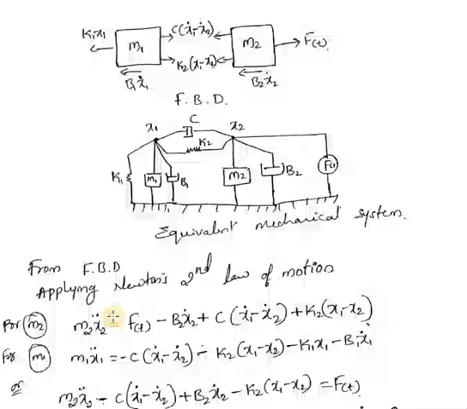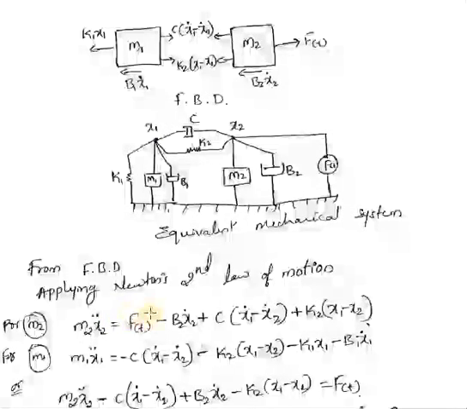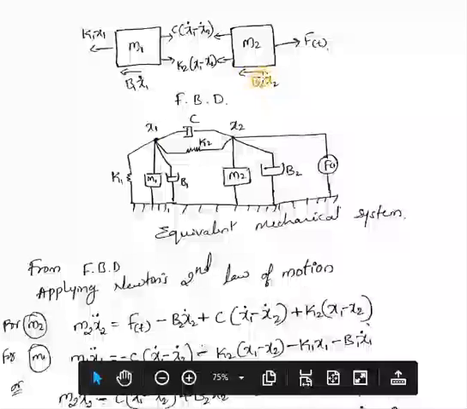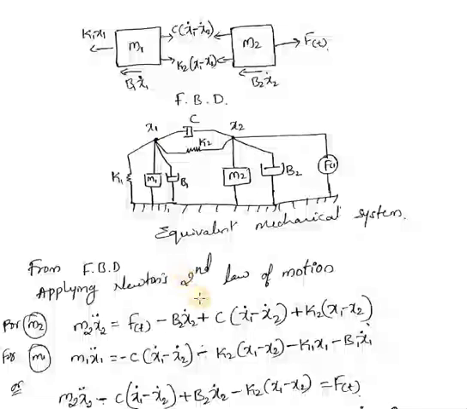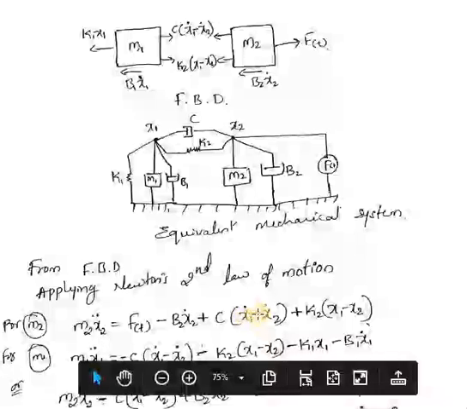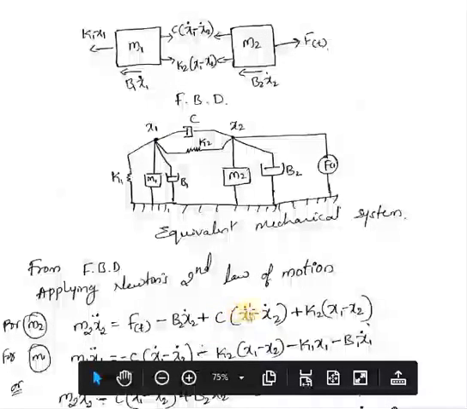So m2 into x2 double dot equal to f of t, because it is acting in the same direction, minus b2 into x2 dot, because this b2 into x2 dot is acting in the opposite direction, and these two forces are also acting in opposite direction, plus c into x1 dot minus x2 dot, plus k2 into x1 minus x2. So here, even though these two forces are acting in opposite direction, we have taken this sign as positive, because here we have written it as x1 minus x2.